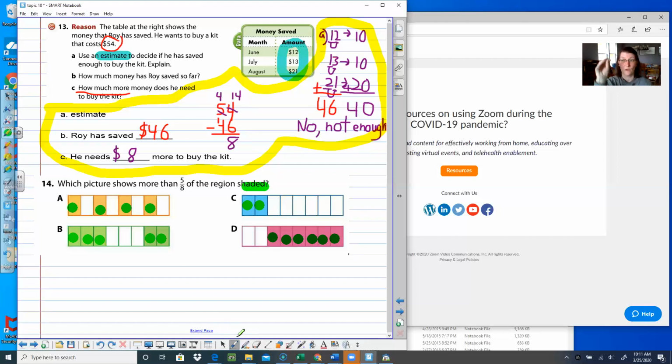And hopefully this is where your little light bulb's going, whoa! Okay, so I don't want you just to write D on your paper. What I want you to do is write 6/8 is more than 5/8. And hopefully yours looks nicer than mine. That was a little messy, and you do need to write 14 next to it. There we go.